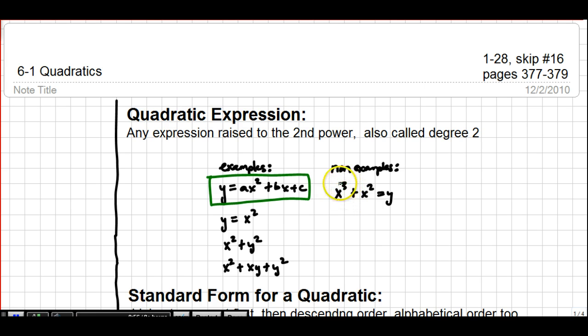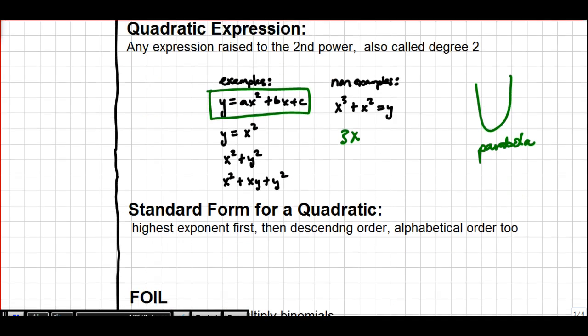As soon as there's a power that's larger than 3, then it's not considered a quadratic any longer. Also, if something doesn't have a square in it, so 3x doesn't have a square, so that's also not a quadratic. Keep in mind that a quadratic is the name of the equation. When you graph a quadratic, you get a U-shaped graph, which is called a parabola. So the parabola is the name we give the graph. Quadratic is the name of the equation that gives that as its graph.